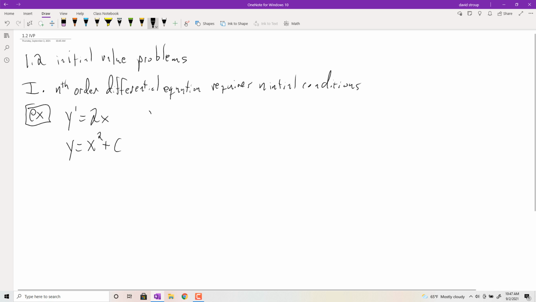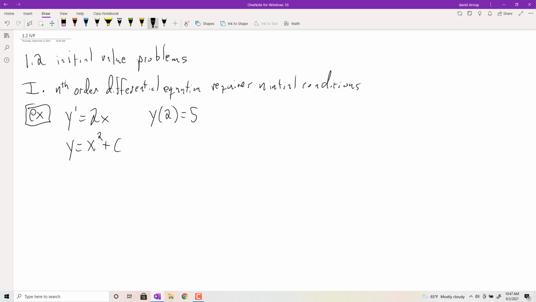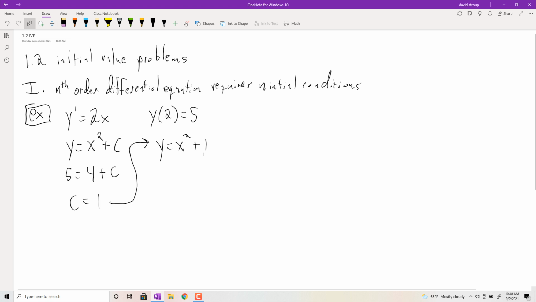So let's just make up an initial condition. I'm having so much trouble thinking of an initial condition. y of 2 equals 5. We'll try that. Okay, so I'm going to put 2 in for x and 5 in for y. So 5 equals 2 squared, which is 4, plus c, so c equals 1. And that gives me a particular solution, y equals x squared plus 1. Okay, so it gets rid of that c value.